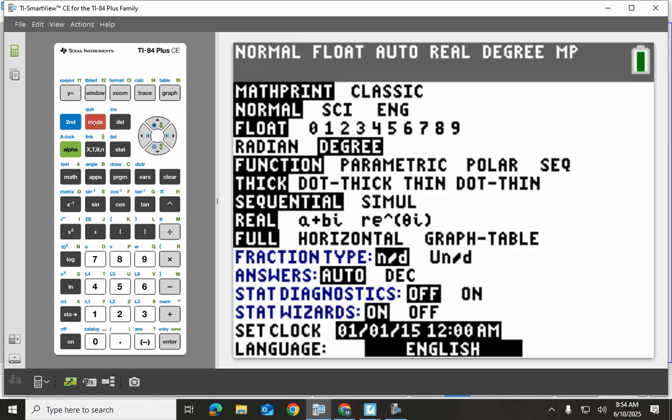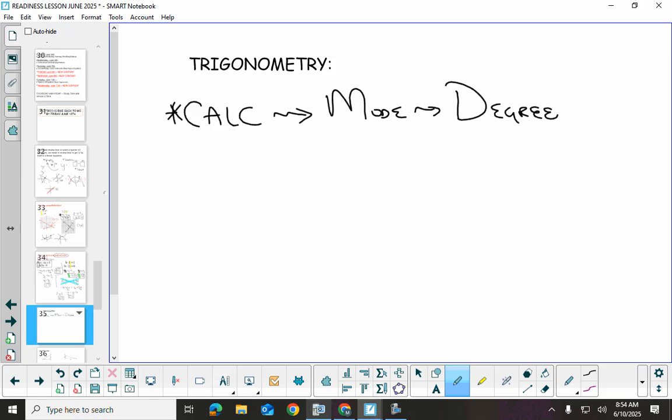And you should realize that this is not right. Have I had kids do the entire trig section of their final in the wrong mode? Yes. And it costs you an immense amount of marks. So don't do that. Put your calculator into degree mode.